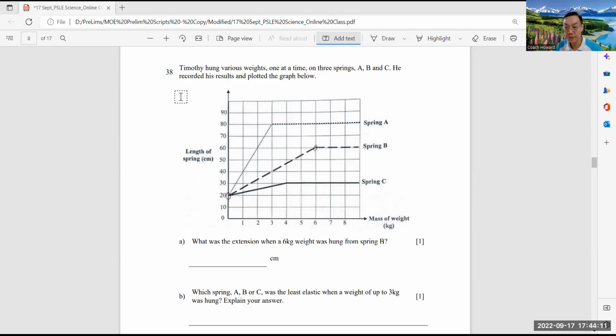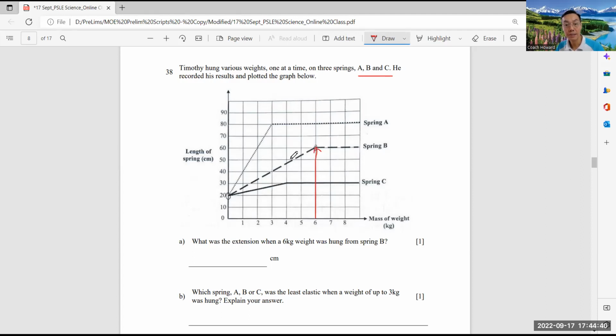Okay, let's continue question 38. We have only about 16 more minutes. Okay, question 38 says Timothy hung various weights on 3 springs A, B, and C. And this recorded the result. Okay, notice they start at this part, 20 centimeters. So what was the extension when a 6 kilogram weight was hung from spring B? So 6 kilogram from here, you go up, right?